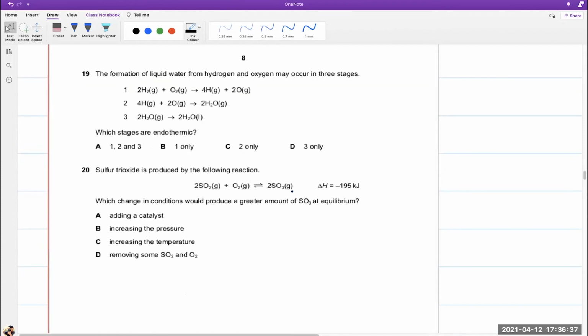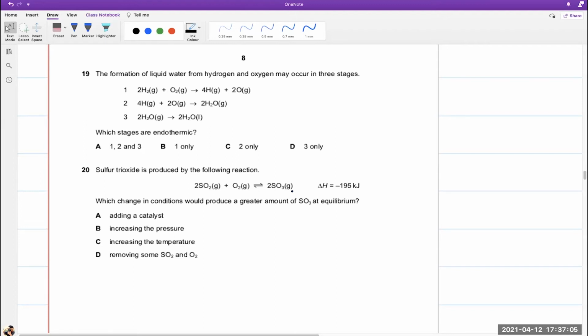All right, formation of liquid water from hydrogen and oxygen may occur in 3 stages, which they have told us. Which stages are endothermic? Bond breaking is endothermic, bond making is exothermic. Let's see what is happening in the first stage. In the first, bonds are being broken. You're getting atoms on the right side, and that means no bonds made. So this is bond breaking. It can be endothermic.